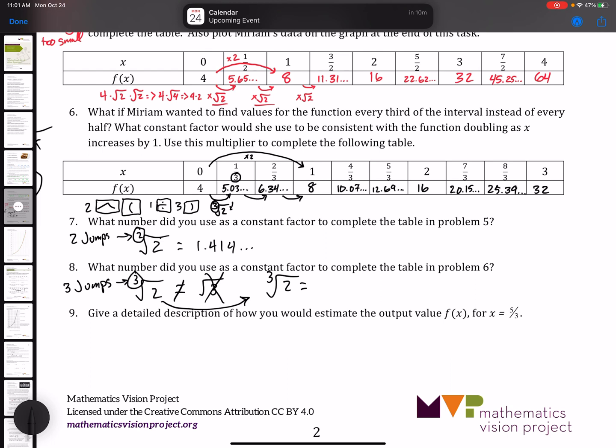This is the multiplier. Like the whole number multiplier, actually. Is this what's gonna be on our homework assignment? Multiplier would be f of 1 over f of 0, right? Yep.